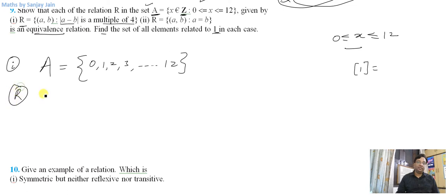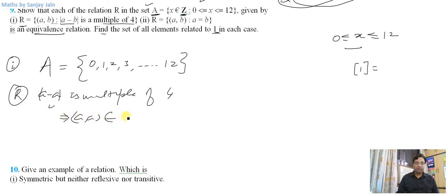So for reflexivity, can I say A minus A mod is a multiple of 4? Yes, because this is 0, so it is a multiple of 4. Hence (A, A) belongs to this relation R for all A belonging to set A. So yes, it is reflexive.